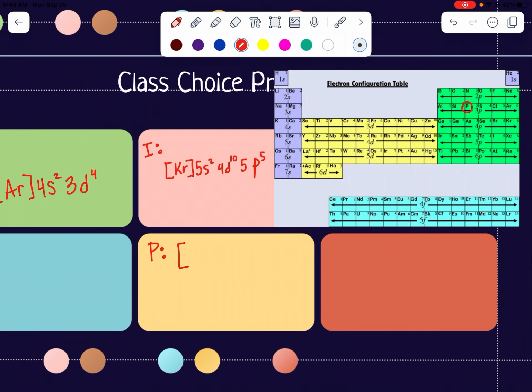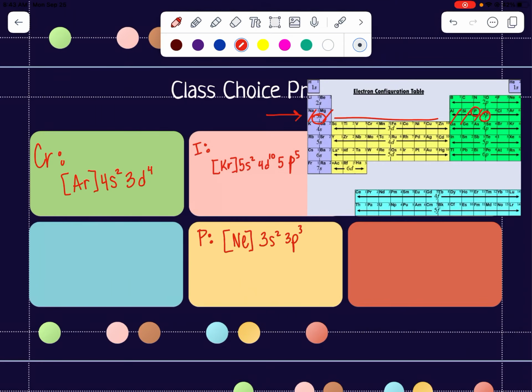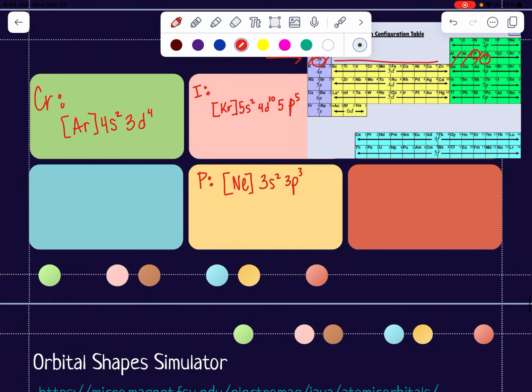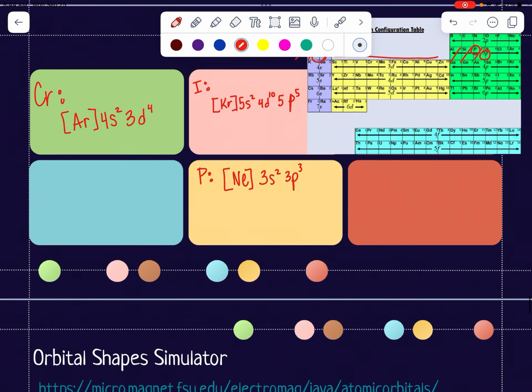So neon in brackets, continue with the 3rd row. That's going to be 3s2. And then moving on, I've got the 3p level where phosphorus is, but phosphorus is only the 1, 2, 3, 3rd element. So 3p3. So this is called shorthand notation. And you can only do shorthand notation when I say do shorthand notation.